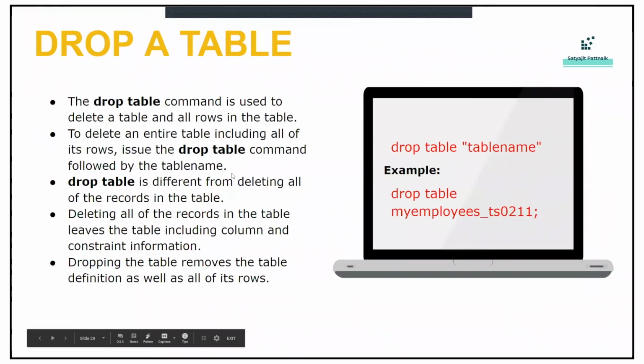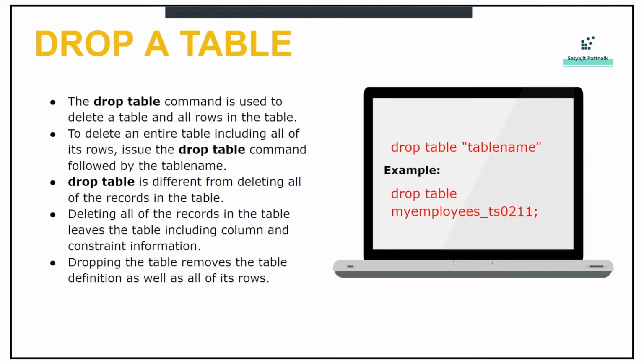Now next step is going to be dropping a table. Again, as we are dealing with table names, dropping a table also is very simple. Drop table, table name. Okay, the drop table command is used to delete a table and all rows in that table. To delete an entire table including all of its rows, issue the drop table command followed by the table name. Drop table is different from deleting all the records for the table. Now deleting all the records and dropping the table is completely different.